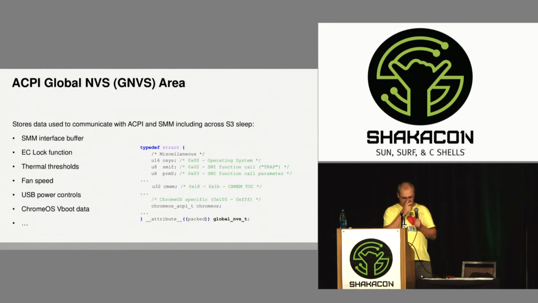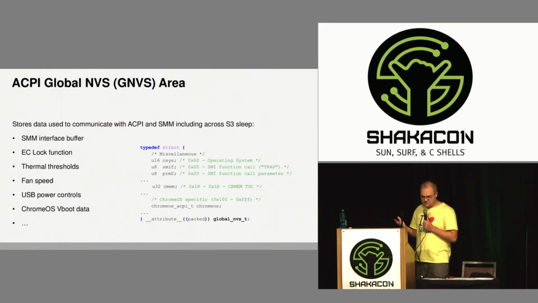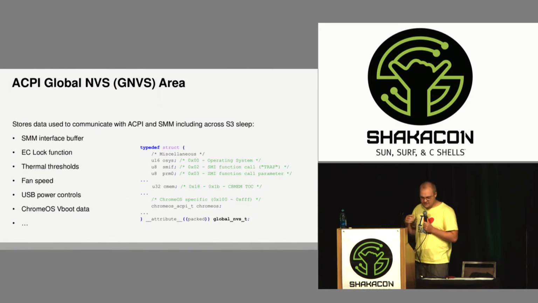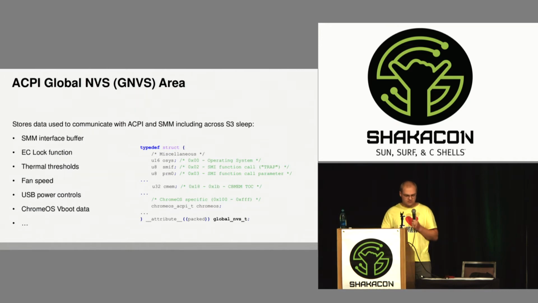So as you may notice, because this is the input buffer for the SMM, it can be an attack vector for the SMM code in Coreboot. This GNVS contains some fields, including the SMM interface buffer, C logs, thermal data, fan data, even Chrome OS vboot data.